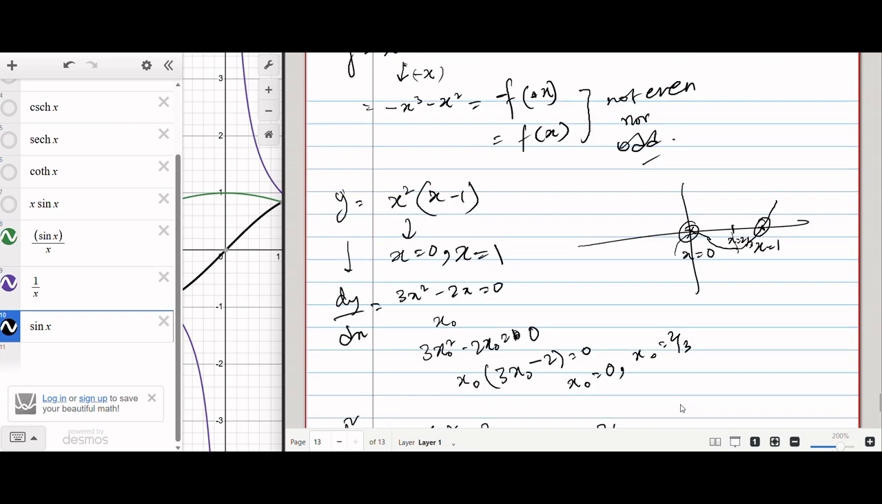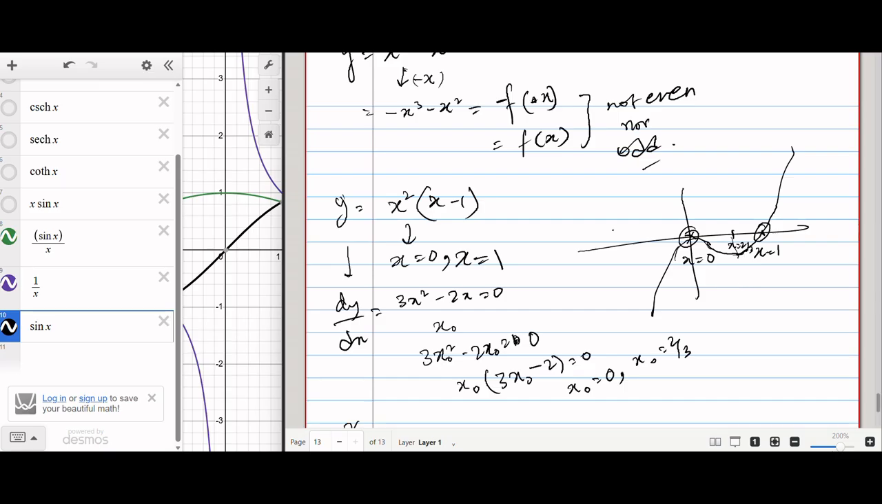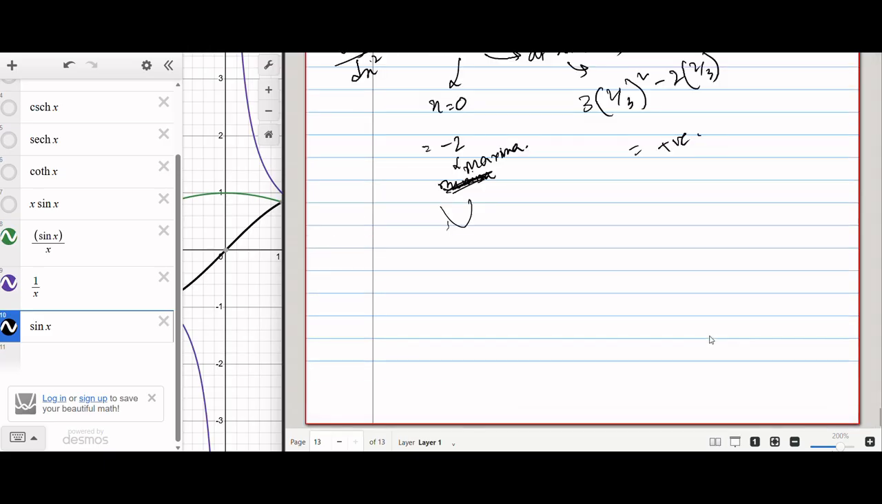Okay, so we'll get a minima here like this, a maxima at this point, and it cuts the y-axis. Since there's no extrema here, it goes to infinity and this goes to minus infinity. So this curve looks like this. We can easily figure out what this value is by just putting x equals 2 by 3 in this function. Okay, so take this as homework, the function x to the power 4 minus x square.